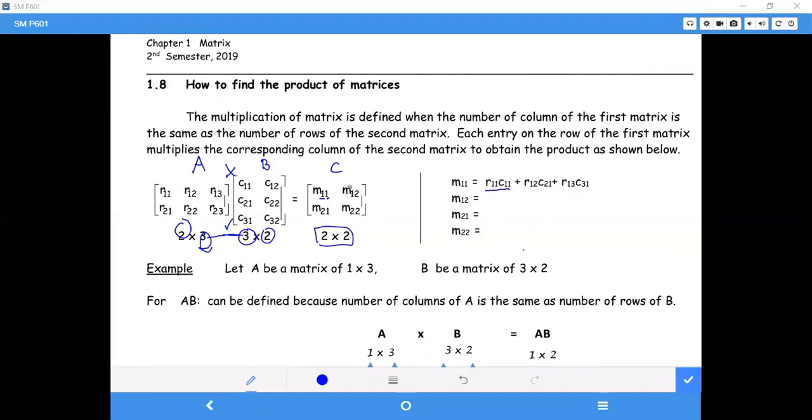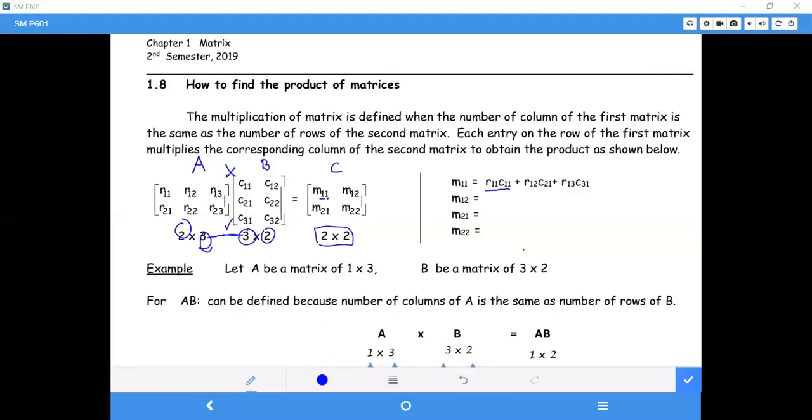Okay. So next, if you want to find M12, the position of M12 is row 1, column 2. And then you go back there. Multiply row number 1 with column number 2. Okay. I'm sorry, I forgot. I need to explain this one more. So let's go back a bit, okay? R11 times, sorry.